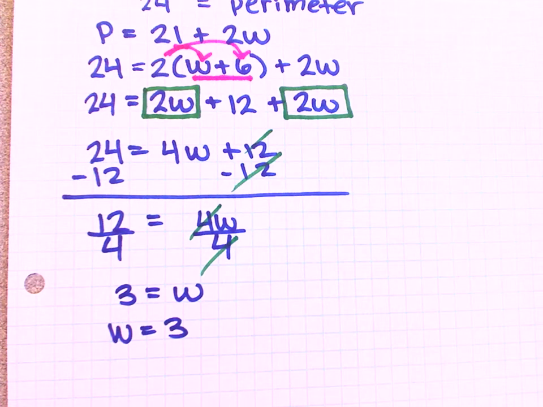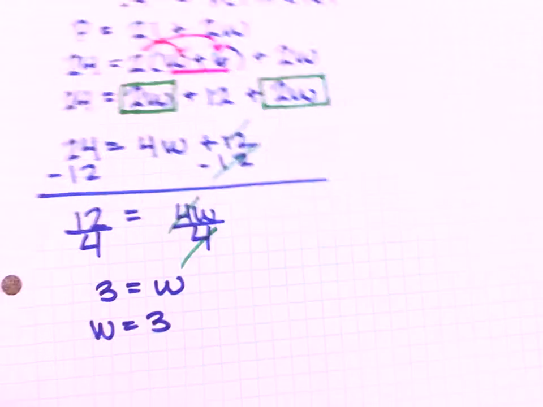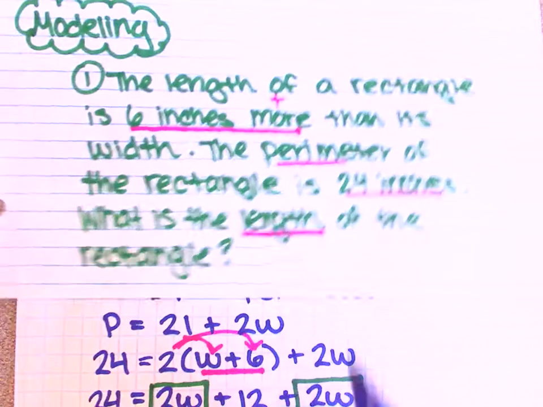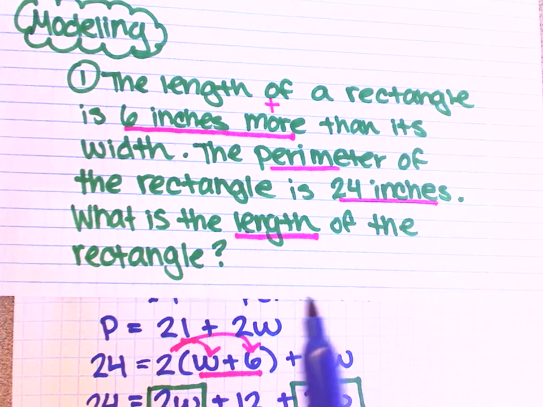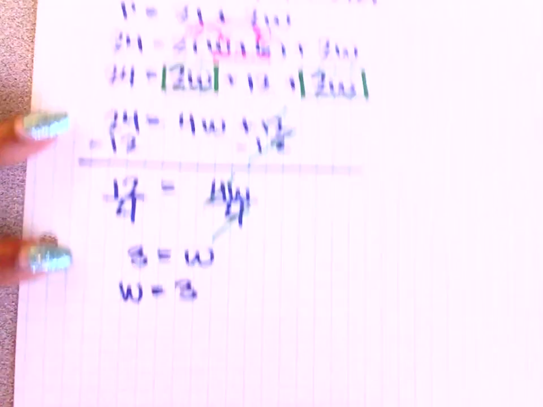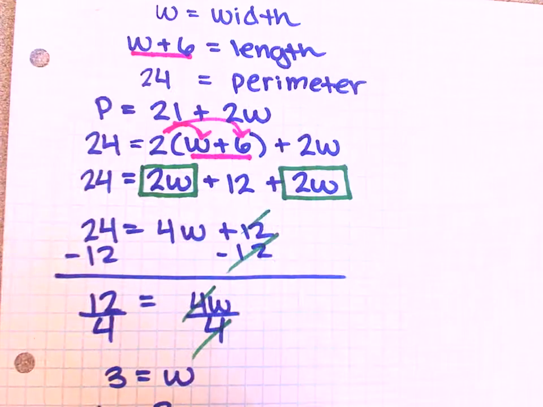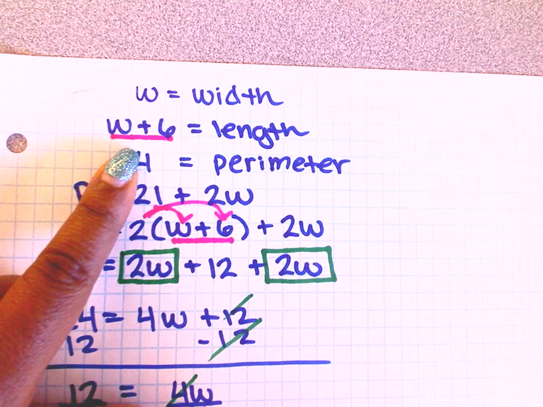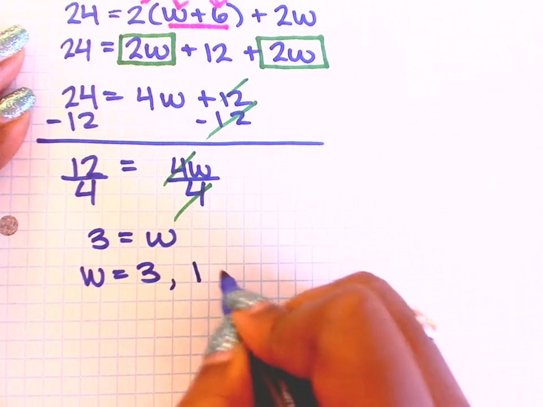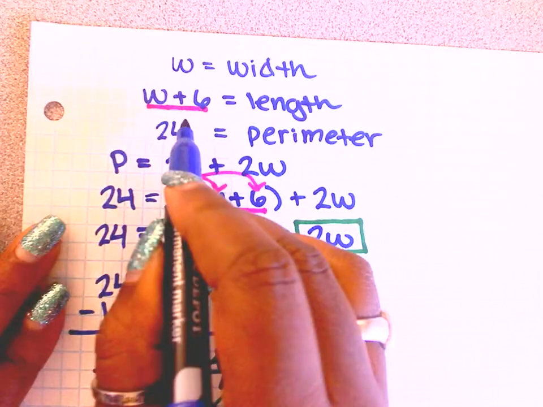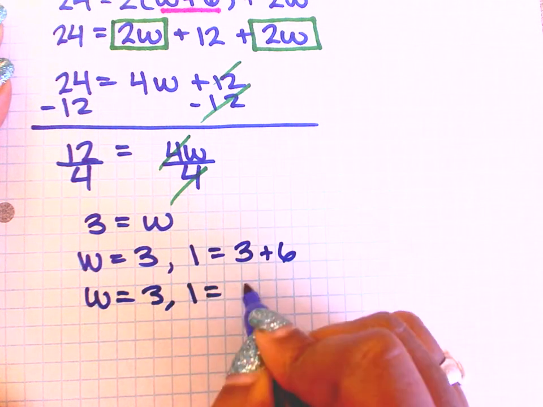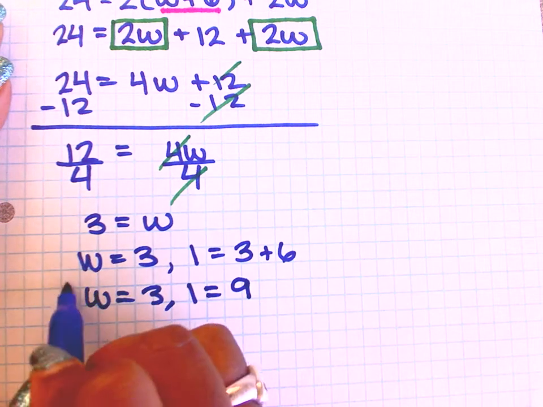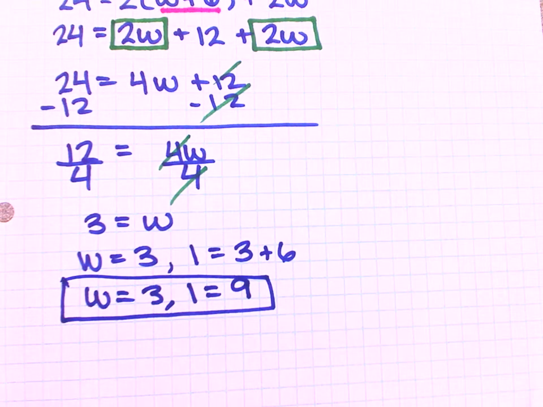I'm not done. My question didn't ask me what the width was. My question asked me what the length was, remember? This is the part of the problem that we're going to trip up on, because you guys are going to get to the end and be like, I'm done. No. Got to go back and look. It asked me for the length. So I got to plug it back in. If my width is 3, what's my equation for my length? The width plus 6. So length equals 3 plus 6. My width is 3, but my length is 9. And that's your final answer. Your length is 9.